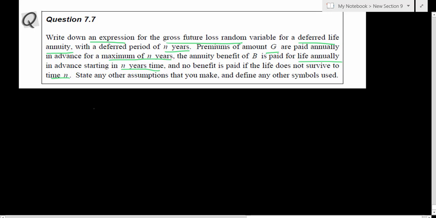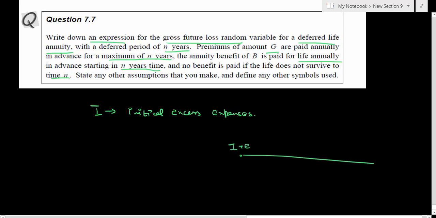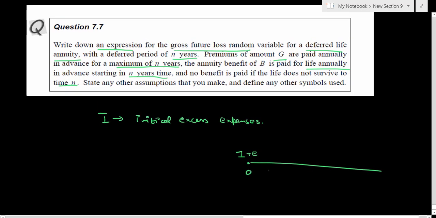So I'm going to define the other symbols first. I is the initial expense, initial excess expense basically, because they're saying that this I is the initial excess expense over the normal expense which is payable. So what they are telling us is that I plus E is the amount of expense payable at time 0, and from this time onwards the expenses E, and E, and E, and so on. Okay, so I is the extra amount of expense at time 0.